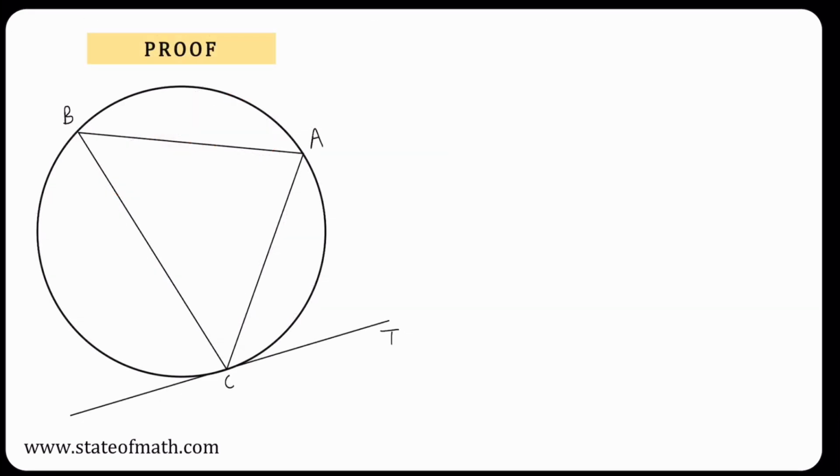Now, to prove the alternate segment theorem, let's start by considering the tangent here at C. We've got the triangle ABC in the circle. I'm going to call the angle ABC here theta. So ABC is theta. Then I will consider the center of the circle O, and I will draw the radii from O to A and from O to C. We start by noticing that the angle AOC, the angle at the center, should be 2 theta, because the angle at the center is twice the angle at the circumference.